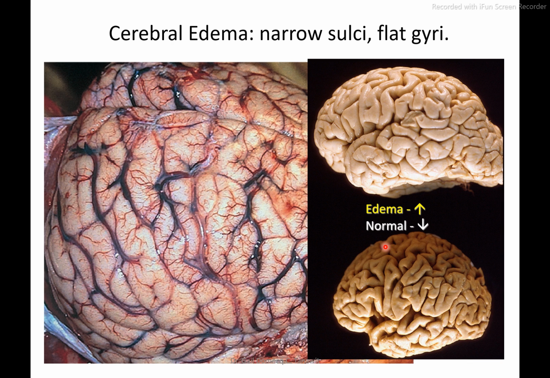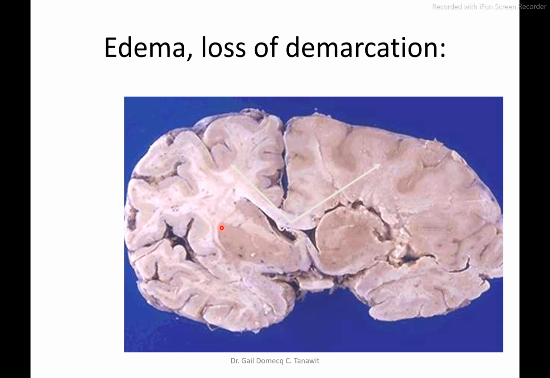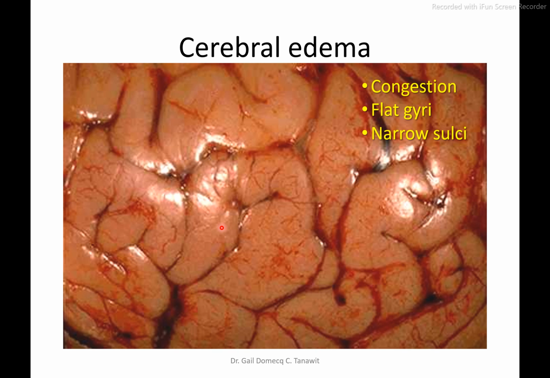So these are some of the pictures of the cerebral edema that would be evident during some infarcts. There would be narrowing of the sulci, so almost no space. Flattening of the gyri, the brain looks swollen. There would be congestion, flattening of the gyri and narrowing of the sulci.